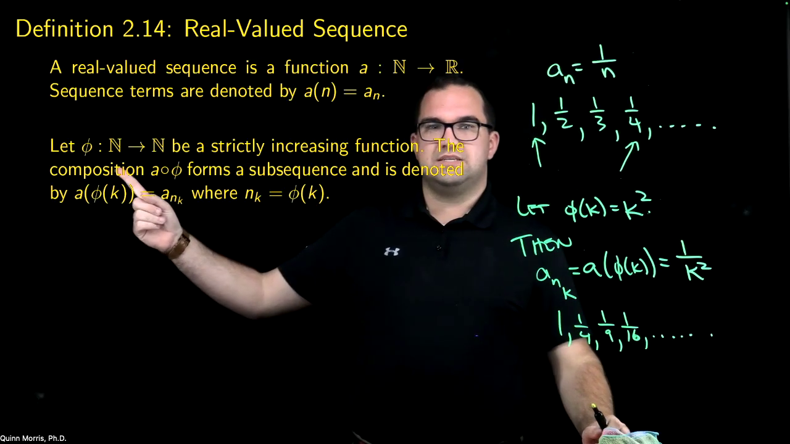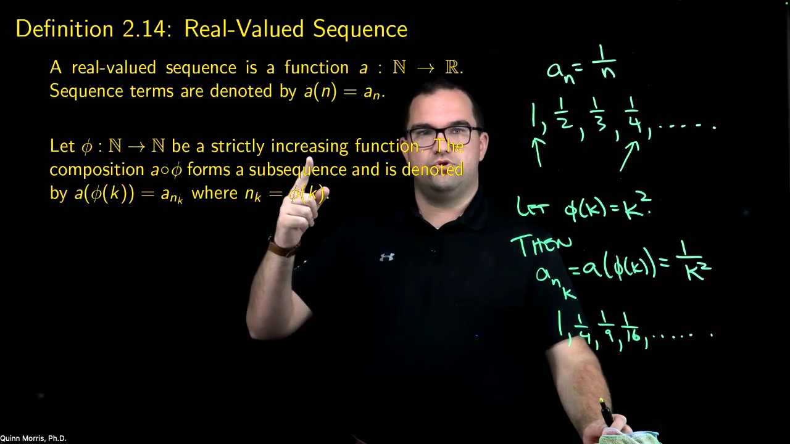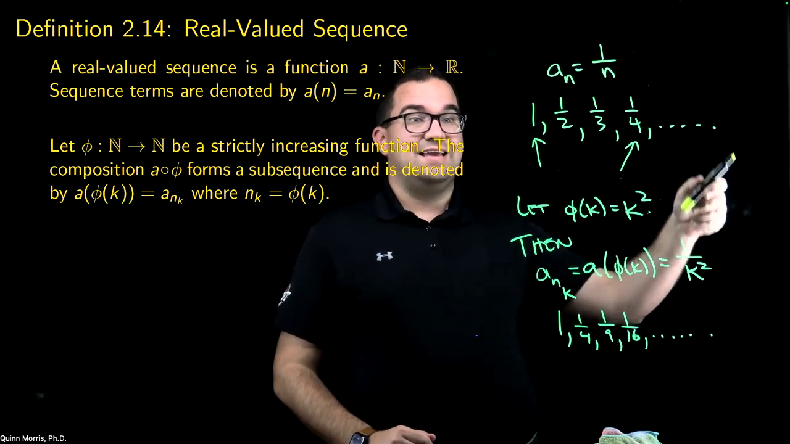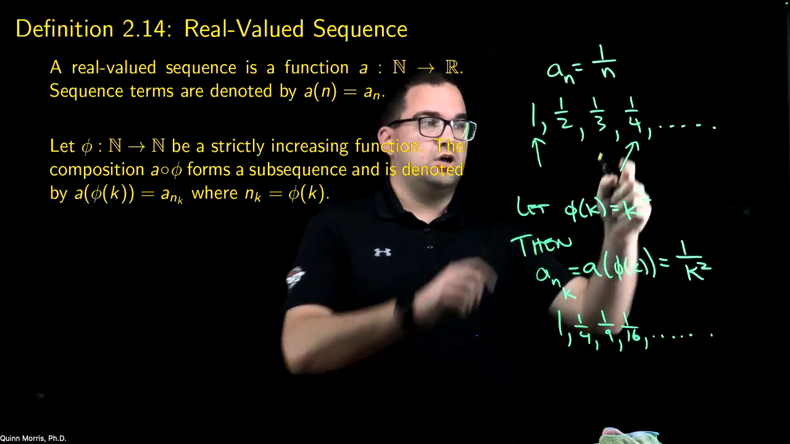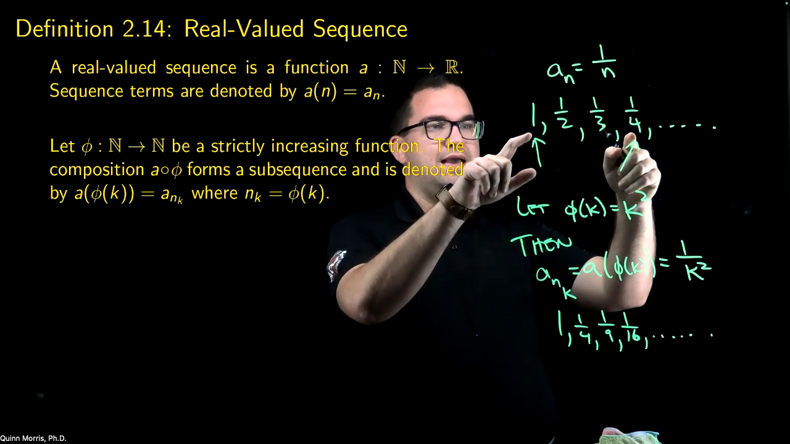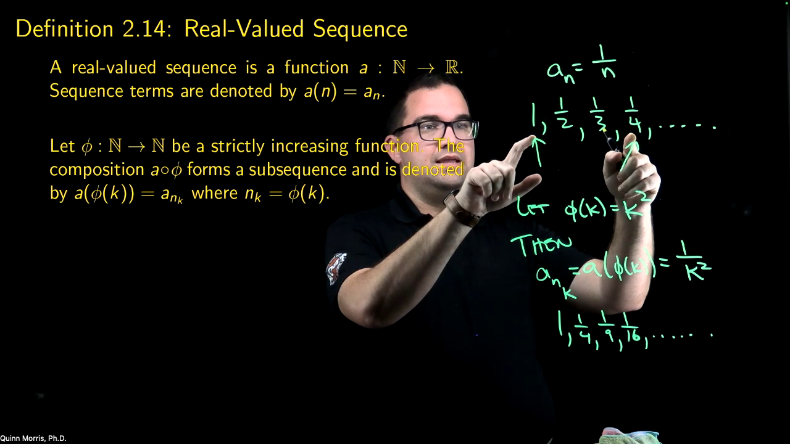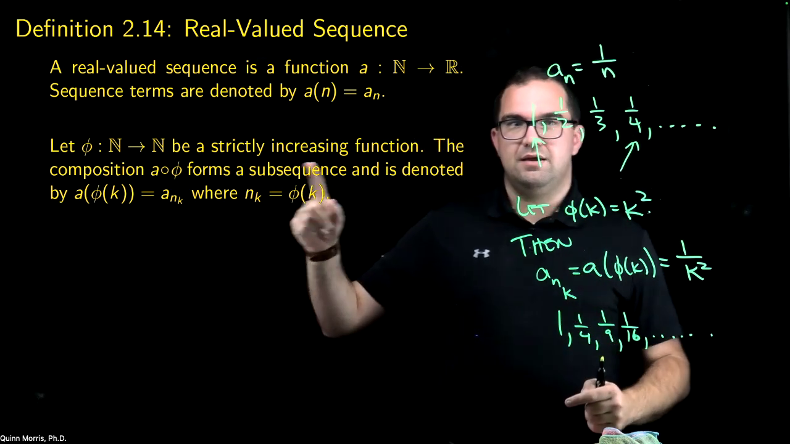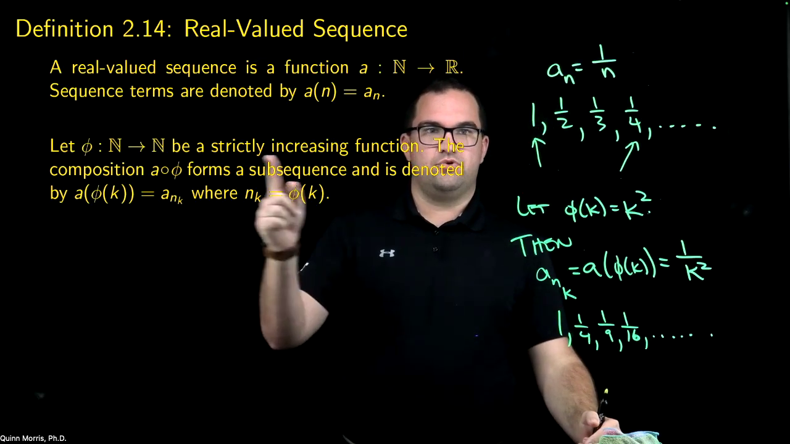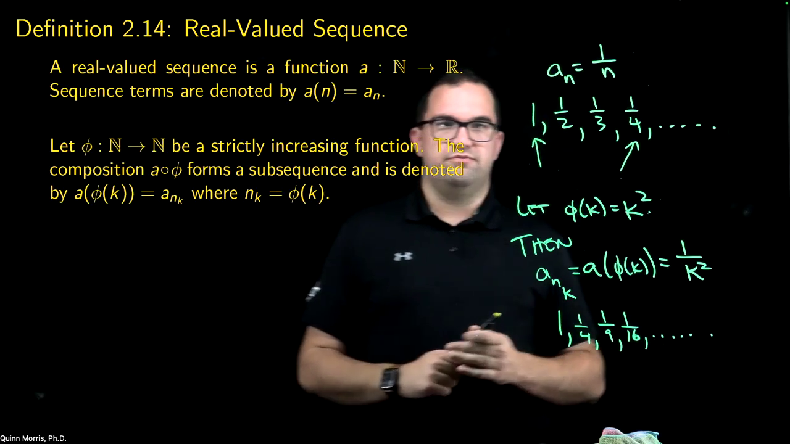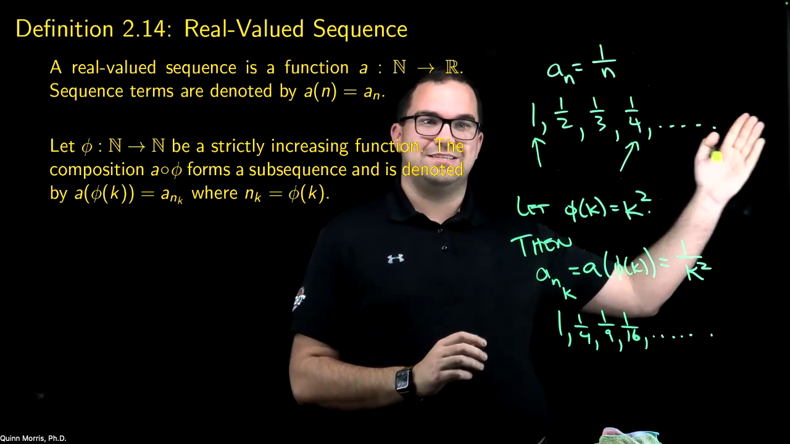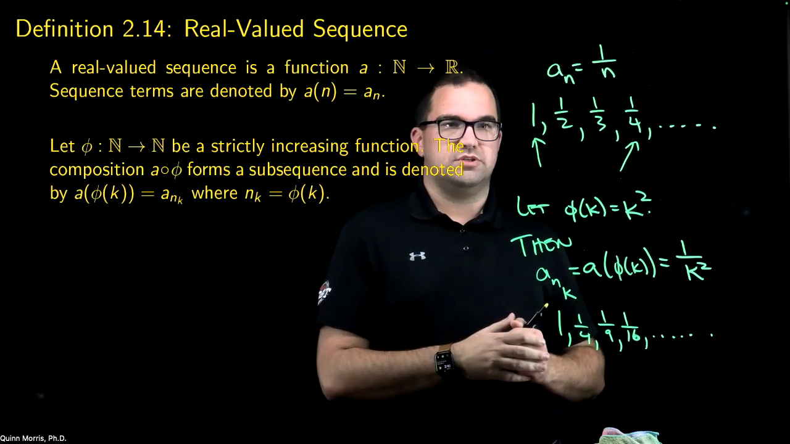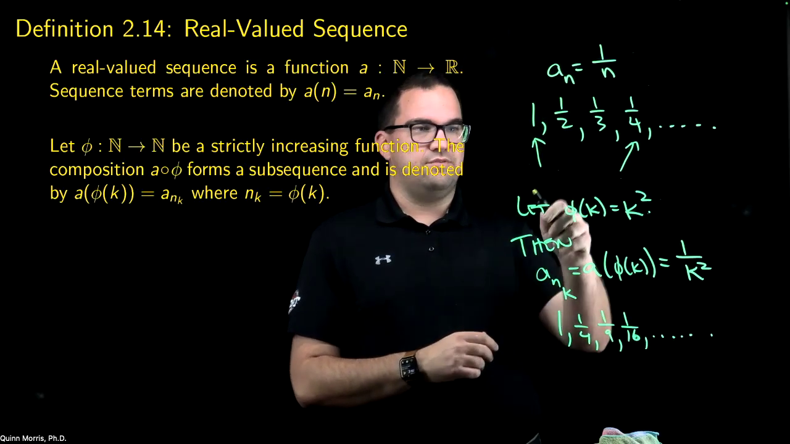Now, again, notice that this condition that phi be strictly increasing assures that elements will stay in the same order. Since this term came after this term in the original sequence, then they must also come after each other in the subsequence. And again, that is enforced by this strictly increasing condition on this function phi. So you have to keep things arranged in the same order. You can't start swapping the orders of elements when you're forming your subsequence, but you don't have to choose every one.